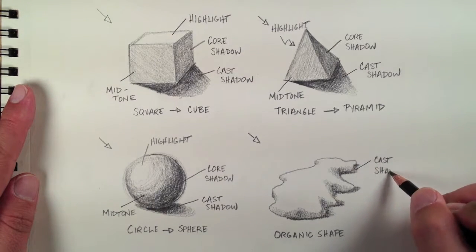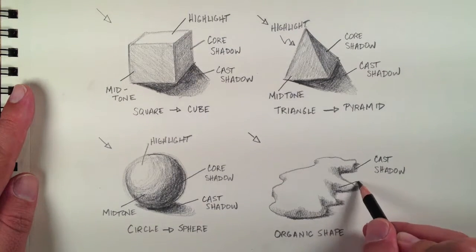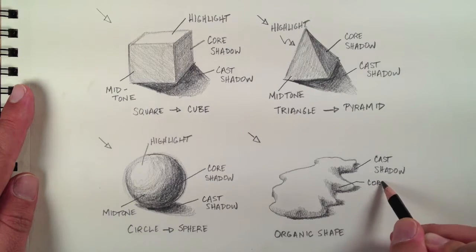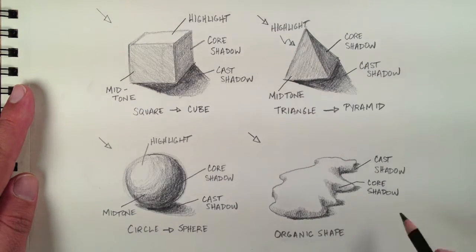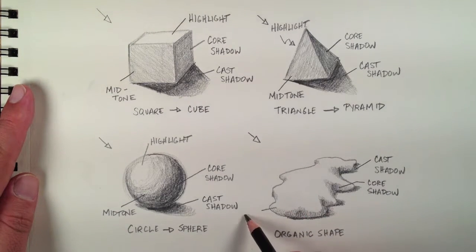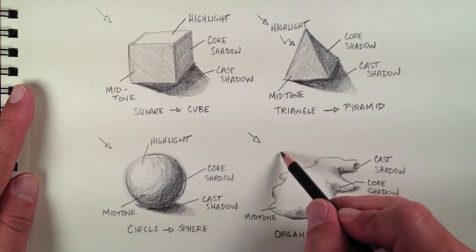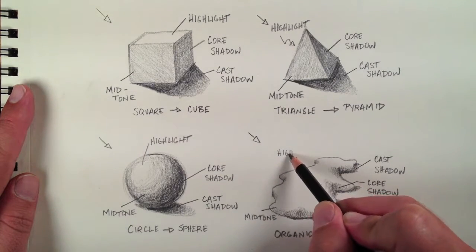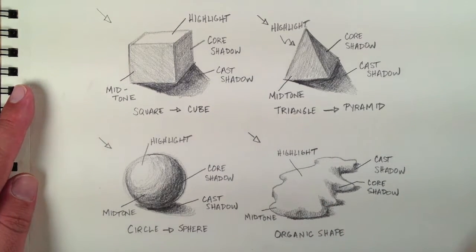Here we can see our cast shadow. We also have core shadow. We have a less prevalent midtone, but it's still there. And in the case of this demonstration, we have a large area of highlight. So let's take a look at another example.